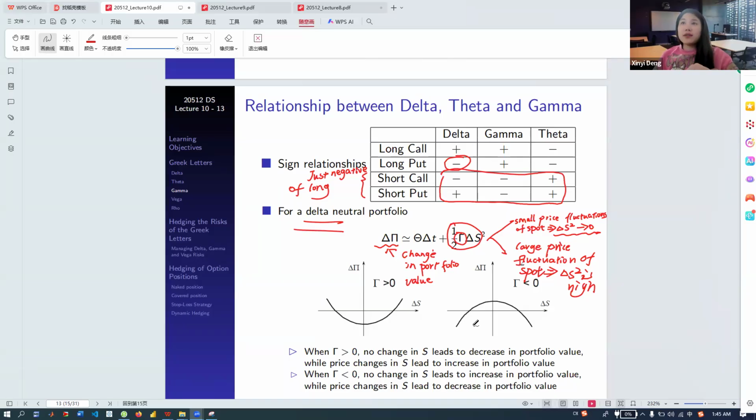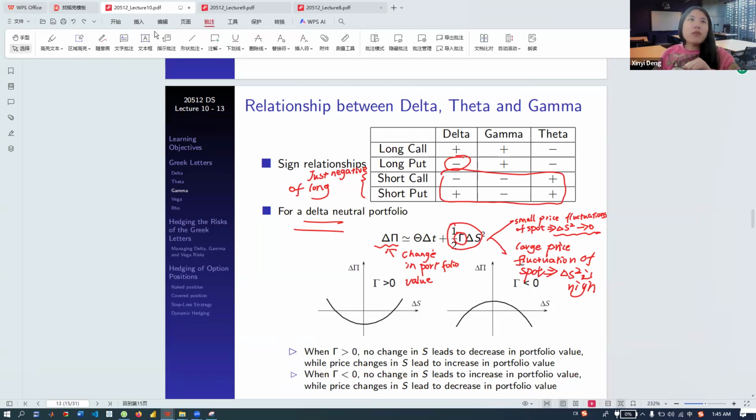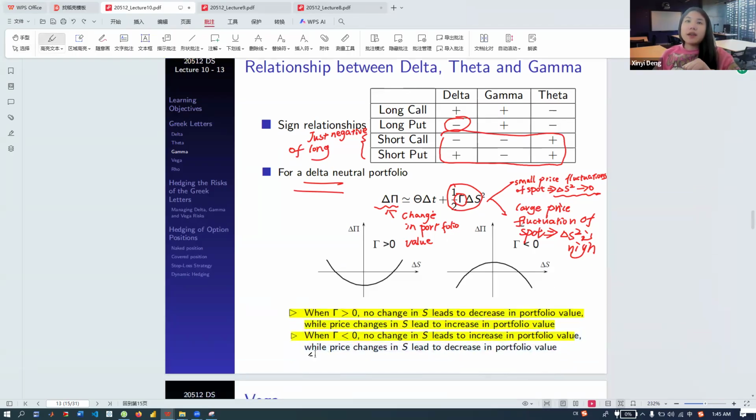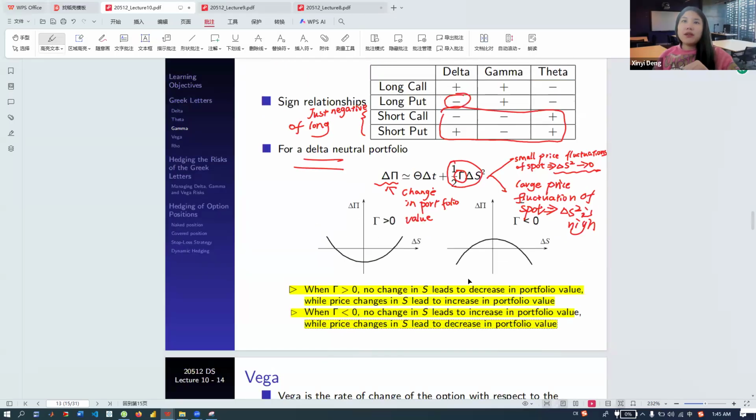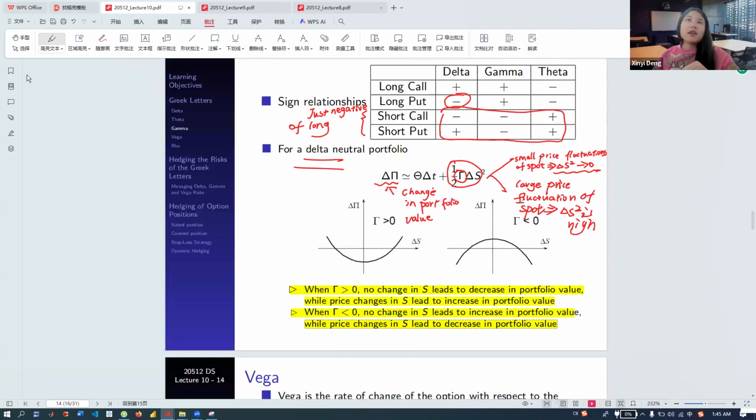One more thing is that you guys can also work out those two bullet points by looking at the signs table here, by figuring out what's the sign for the first term and what's the sign of the second term. I will leave that to you guys. I will no longer dwell on that.